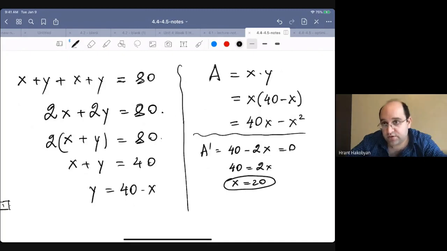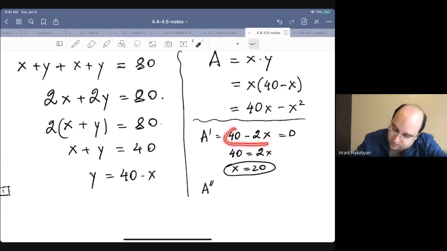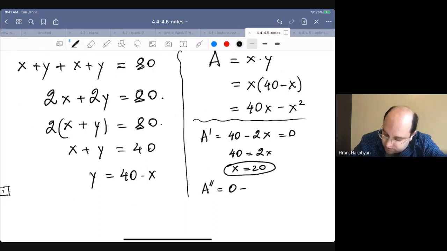To make sure that it's a maximum, we already know it, but just let me show. So we use the second derivative test again. If I do the second derivative of this function, that's going to be equal to 0 minus 2, right? And that's less than 0. It's equal to -2. It's less than 0, so you have a local maximum.